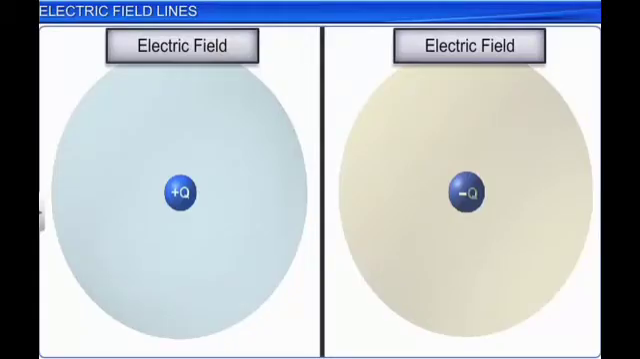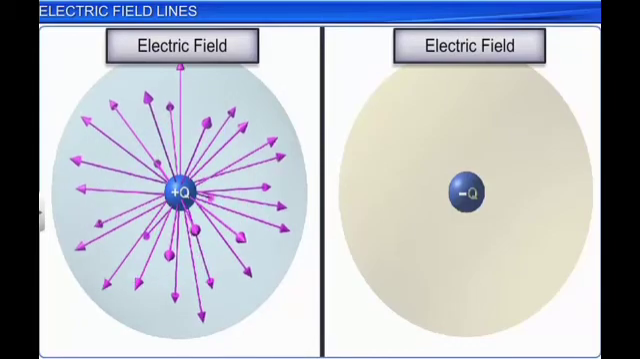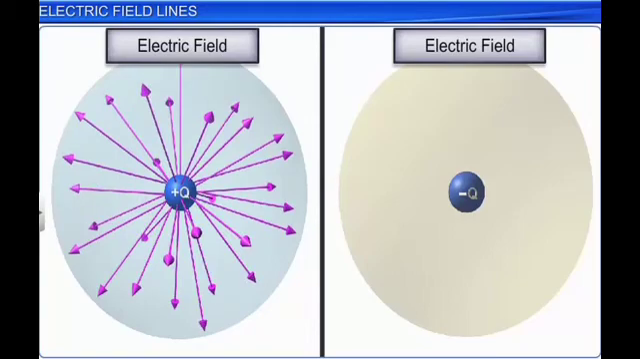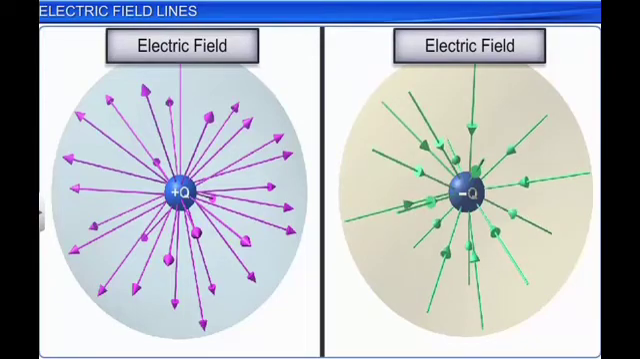Earlier, you have learnt that the electric field strength vector of a positive charge, say plus Q, always points in a radially outward direction, and the electric field strength vector for a negative charge, say minus Q, points in a radially inward direction. Thus, we see that the electric field lines for a positive charge diverge normally from the charge, and those for a negative charge converge normally towards the charge.